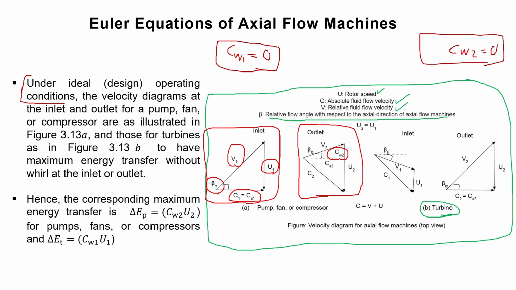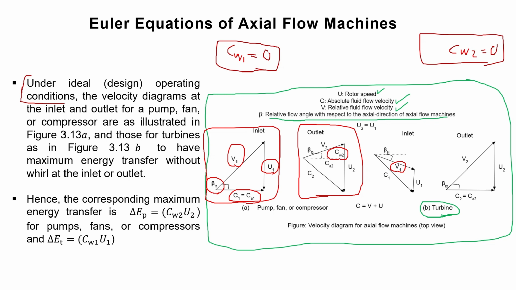And similarly for a turbine, the flow angle is making an angle with respect to the flow velocity. Okay, so in this case, what do we have? If you are talking about swirl free flow at the inlet, then the flow angle at the inlet to the rotor is equal to the blade angle at the inlet of the rotor.